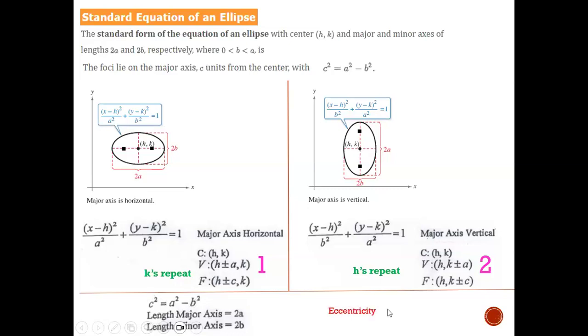Another thing we look at is the eccentricity of the ellipse. It's a measurement of like the elongation of it, right? The relationship there is the eccentricity equals the c value over the a value. That's all we need to do for the eccentricity is know those values.